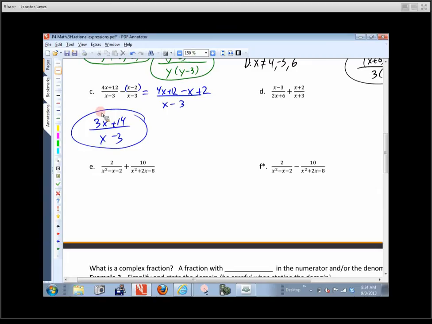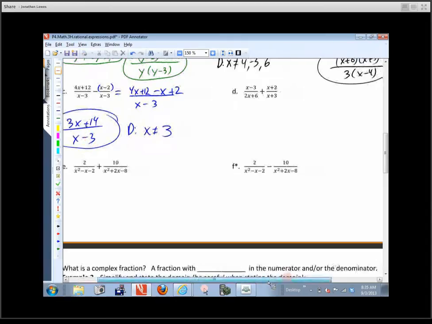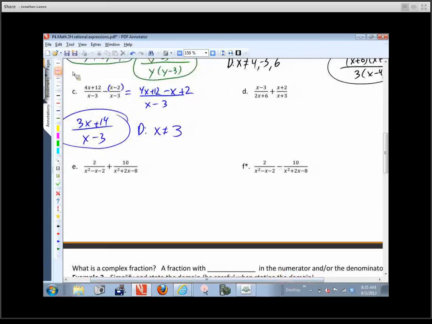I didn't find the domain, okay? So the domain is going to be all x's except for x equals 3, okay? And again, on this one, you kind of get lucky. You could see that in the end answer as well, okay? Any questions? Okay, let's take a look at example D.